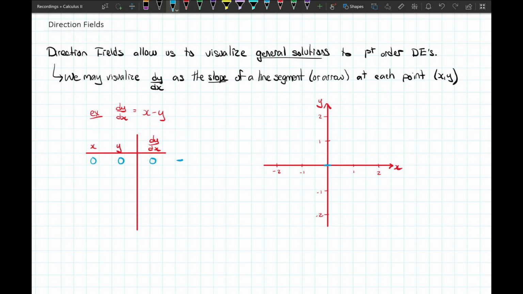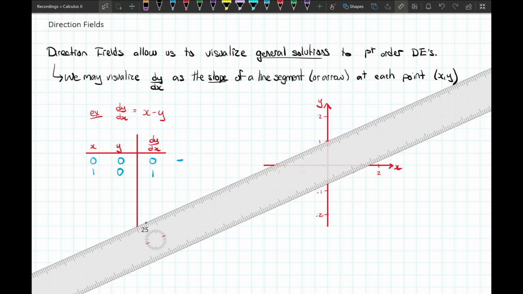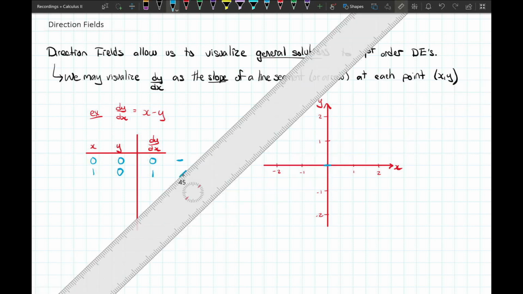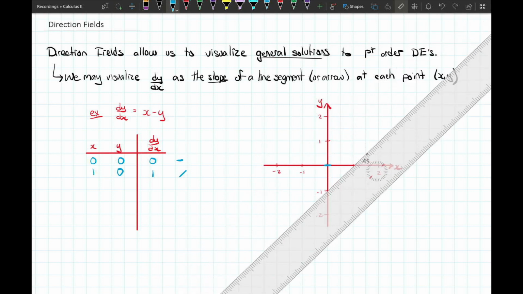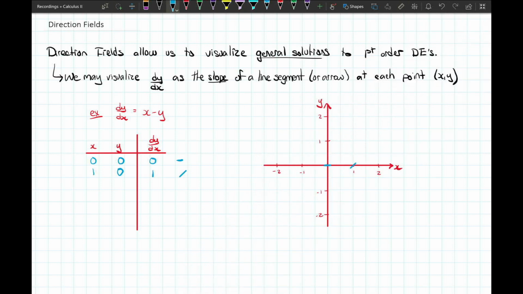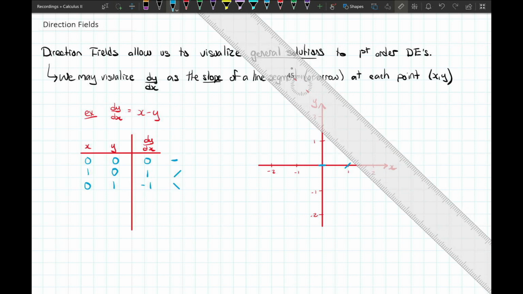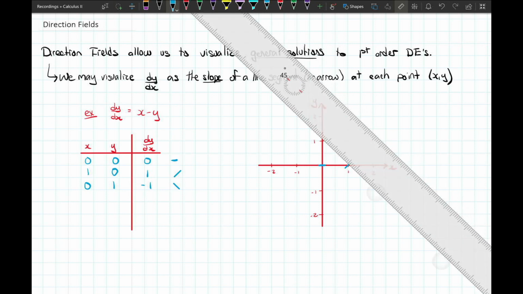And then we'll repeat this for other points on my xy plane. Why don't we start off with x equal to 1 and y equal to 0? Well, in that case, dy/dx is equal to 1. And if we wanted to, we could use a ruler here. That would be a slope of 1, and we'll plot that at the same point here at (1, 0). All right, now let's go with y equal to 1 and x equal to 0. That gets us a slope of -1. Now we have it decreasing, and so we will plot that at the corresponding point (0, 1).